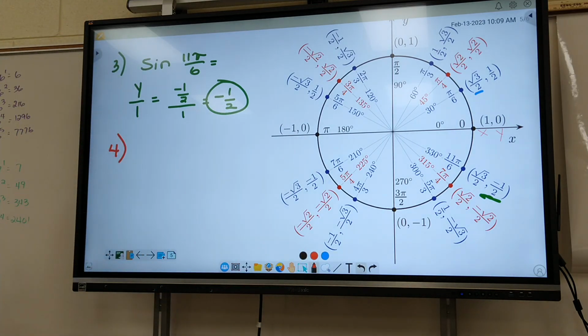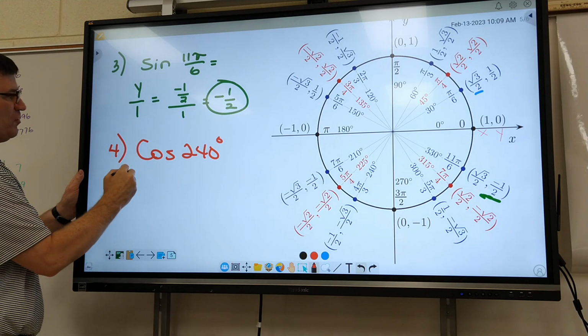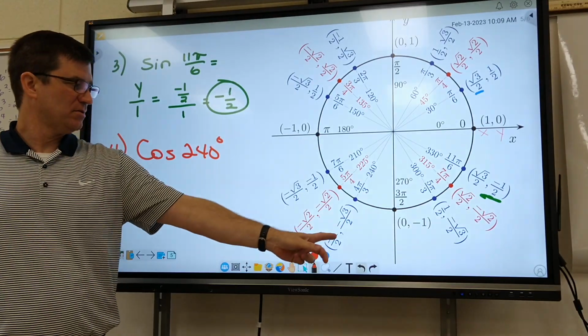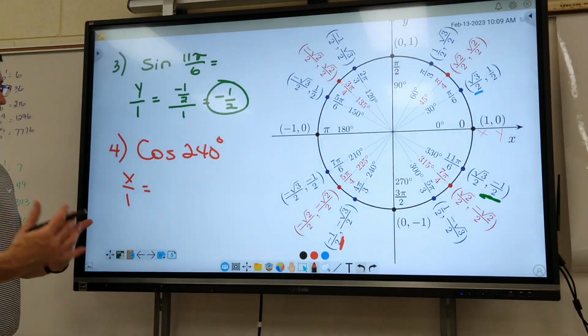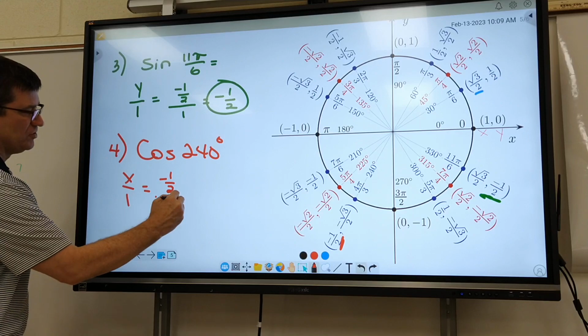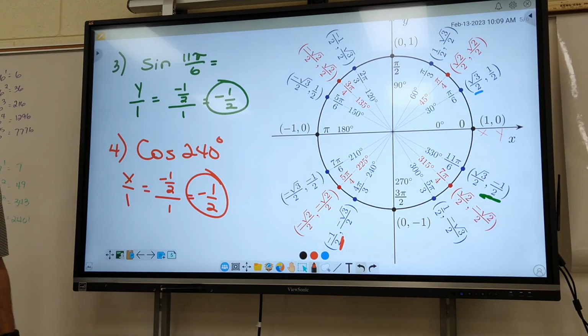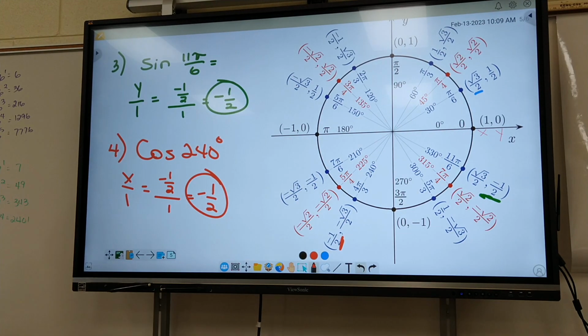All right, number 4 says cosine of 240. So my formula is x/1. 240 is right here. Your x is your first number in the ordered pair. So it's x and then y. -1/2 divided by 1 is -1/2. All right, so you guys do 5 through 11. We will check them. And then on 12, I'll show you how to do the new stuff using your calculator.